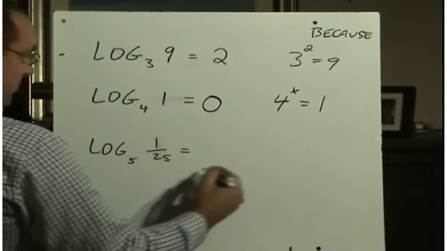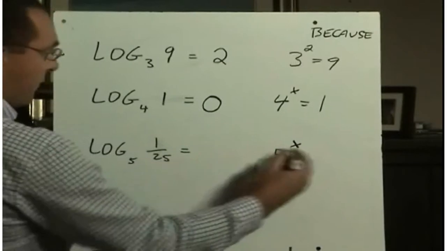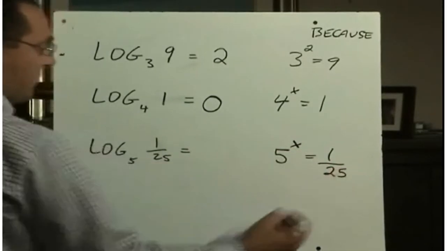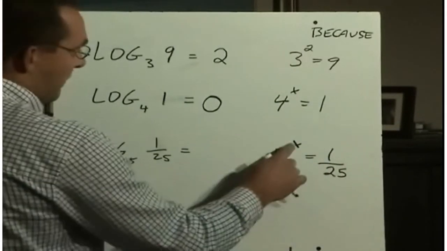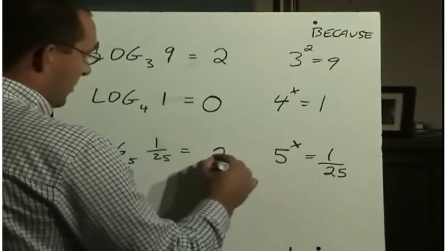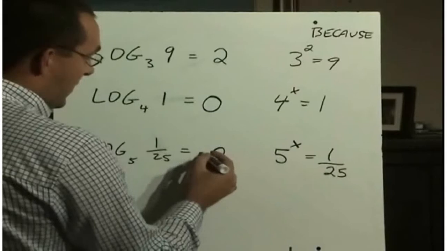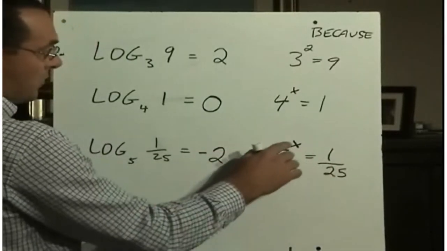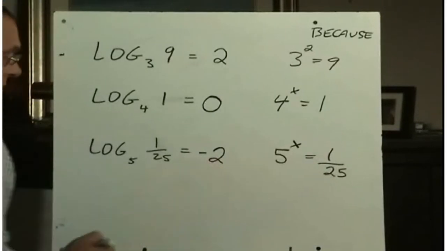How about these ones? You need to ask yourself, what is the exponent on 5 that equals 1 over 25? Again, if you remember your exponent laws, we know that 5 squared is 25, but since this is 1 divided by 25, the exponent needs to be negative. Remember, a negative exponent takes a reciprocal. So 5 squared would give us 25. We need the reciprocal of 25. So the answer, the exponent, would be minus 2.